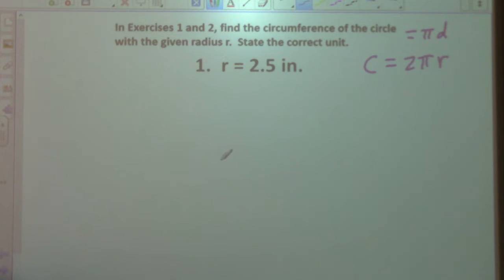So that's your circumference. So our circumference in this instance is going to be 2. What are you going to get for your answer for this?